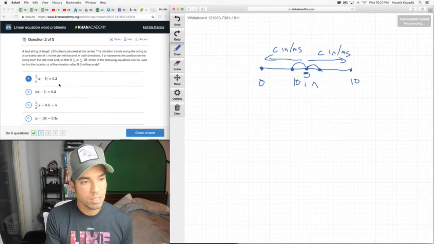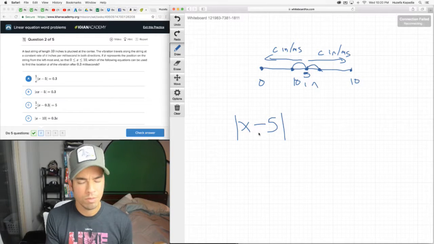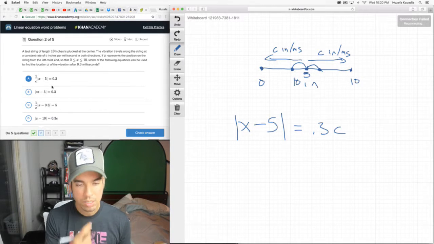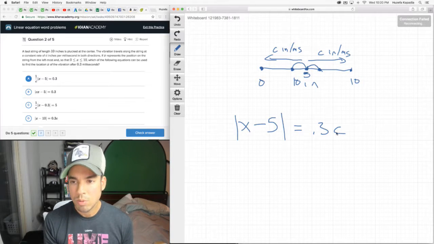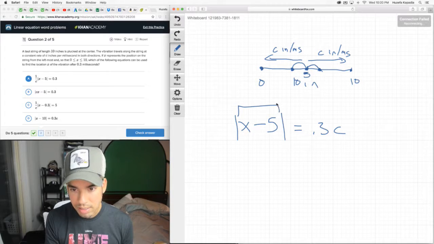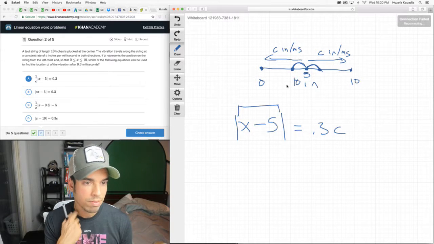So again, remember I said c times 0.3 is that distance, so it's like x minus 5, which is the position, right? This is our distance, equals 0.3 times c. If we distribute that c over here, we multiply both sides times c. So the reason why I'm feeling like this is right is because they're saying that this is the distance from 5, right? So this would be the distance from 5. This would be the distance from 5.